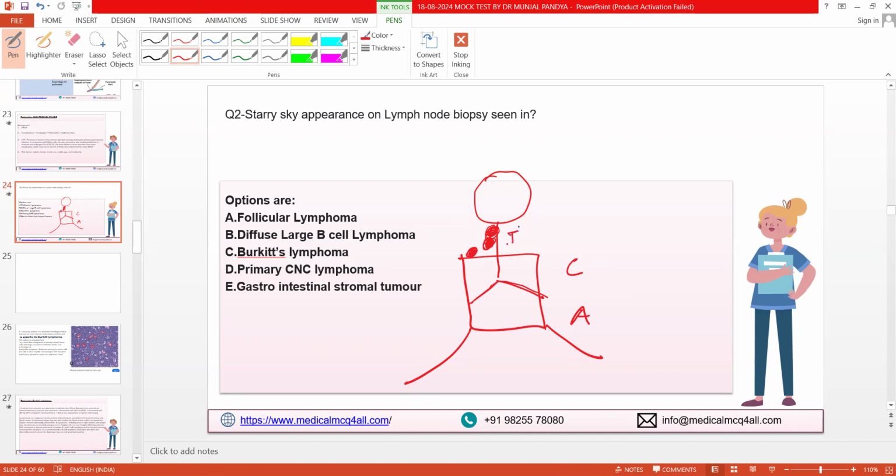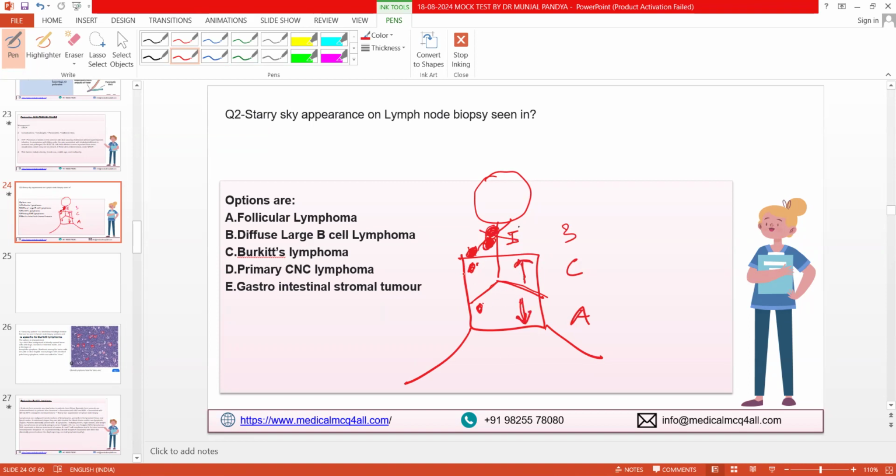So stage one is very early disease. Stage two, more than one area, either chest or abdomen. So cervical and chest is two, cervical and abdomen is two. Is that clear? If it is cervical, thoracic and abdominal, stage 3. Above diaphragm and below diaphragm, if the disease is there, even though it is not there in the neck, it is stage 3.